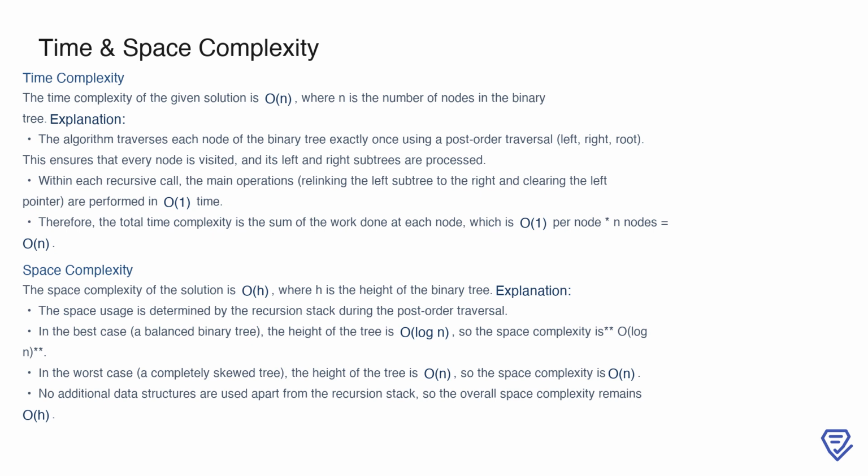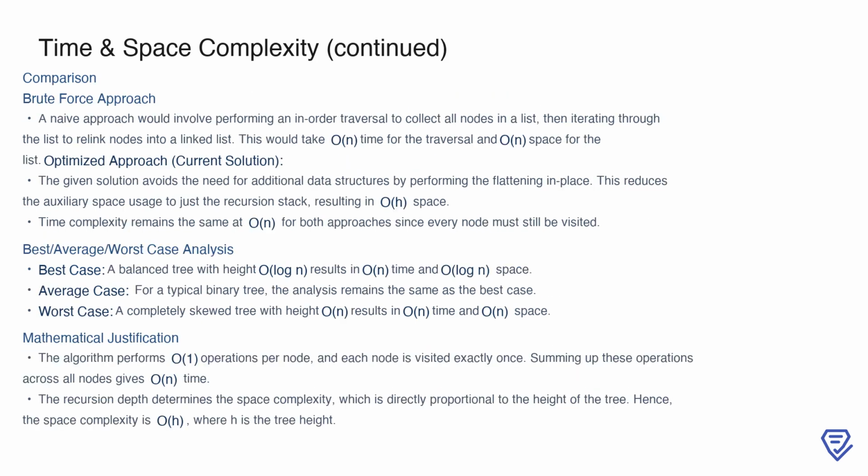In a balanced binary tree, the height of the tree is O(log n), leading to O(log n) space usage. However, in the worst case of a completely skewed tree, where all nodes are aligned linearly, the height becomes O(n), resulting in O(n) space. Importantly, no extra data structures are used beyond the recursion stack, so the overall space complexity aligns with the tree's height, O(h). Comparing this to a brute force approach helps highlight the efficiency of the current solution.